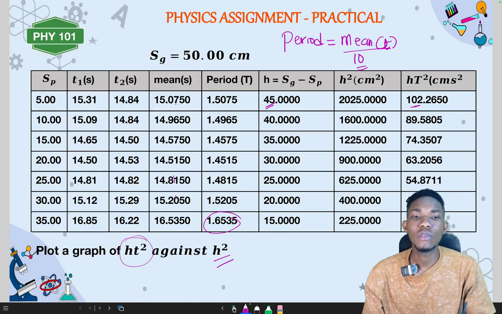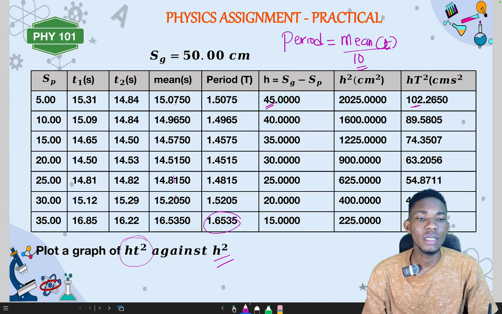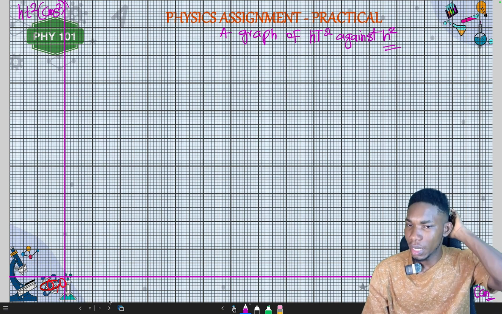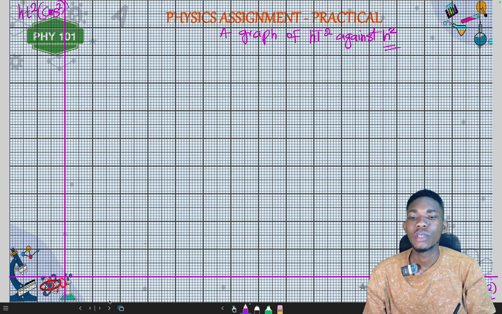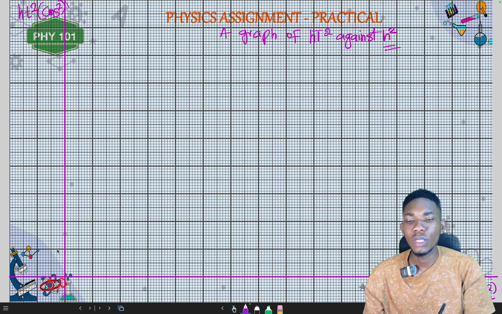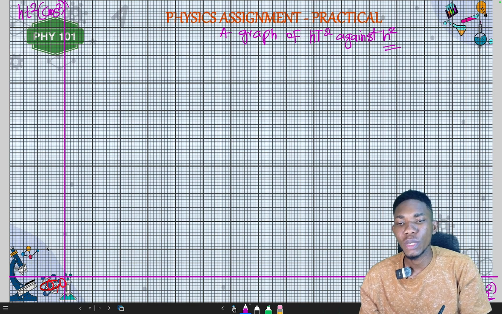We look at the values we have here. The highest value for HT square is 102. The lowest value is 41. Is that okay? So if you want to use 102, 41, now you are going to look at your graph, depending on the graph you bought. Some of you brought graph that you can use 10, 10. But for this, my graph, I should be using 20, 20.